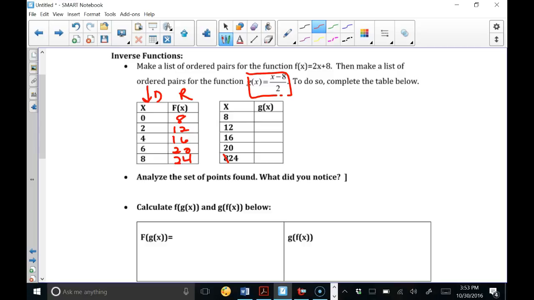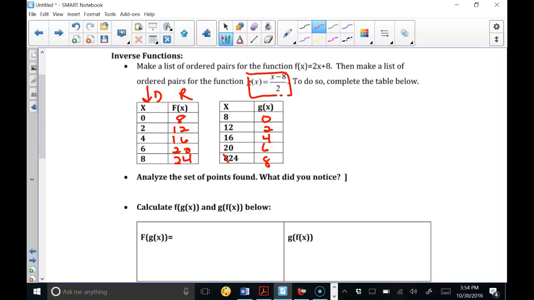8 minus 8 is 0, divided by 2 is 0. 12 minus 8 is 4, divided by 2 is 2. 16 minus 8 is 8, divided by 2 is 4. 20 minus 8 is 12, divided by 2 is 6. And this should be a 24 here. 24 minus 8 is 16, divided by 2 is 8.